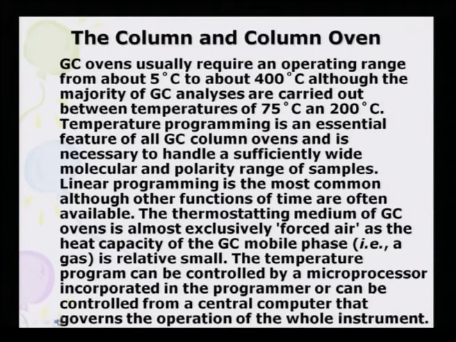The thermostatic medium of the GC oven is almost exclusively forced air, as the heat capacity of the GC mobile phase is relatively small. The temperature program can be controlled by a microprocessor incorporated in the programmer or can be controlled from a central computer that governs the operation of the whole instrument. Now, as I said, the temperature ramp can be given, or isothermal conditions can also be carried out.